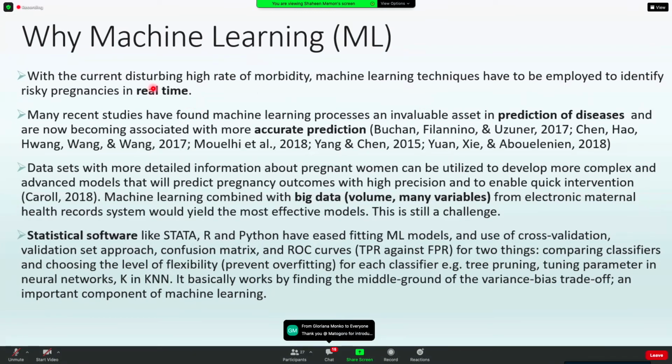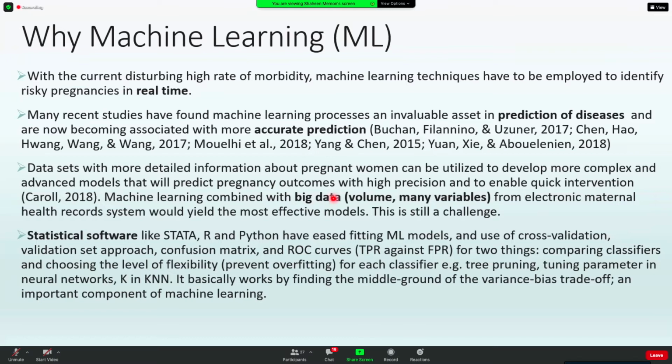Of course, now we have seen that the prevalence of maternal morbidity is so high. So we need to put into place some predictive models that will predict these morbidities in real time, like when a woman goes for her first ANC visit. Her data is gotten, fit into the model, and the midwives or the doctors can know, okay, this is going to be a serious case. We need to monitor this woman closely, yeah? Now, so many recent studies have found machine learning processes to be an invaluable asset in prediction of diseases, including maternal morbidity. And these machine learning models usually have more accurate prediction.